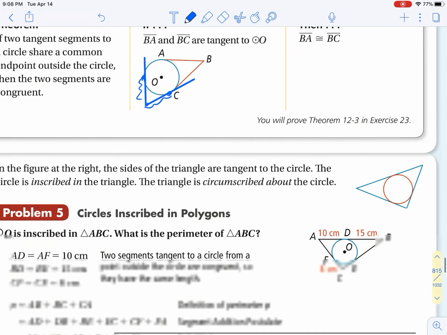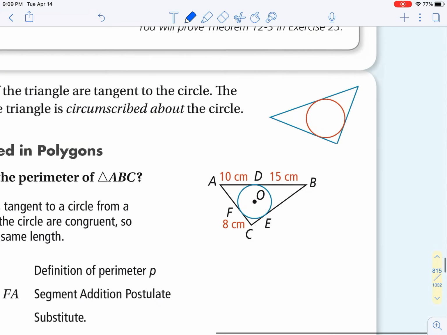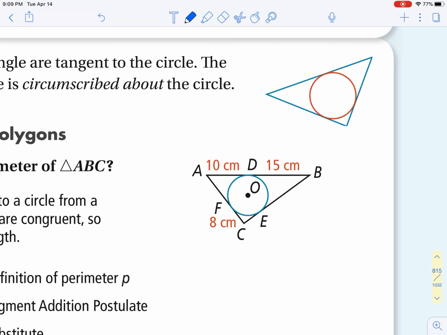Just taking a look over here, I'll do these answers for you. It's basically asking, can you figure out the rest of these measurements? For example, we have A to D, and that's 10. Therefore, this is going to be 10 here. C to F, that's 8. Therefore, that's going to be 8. And here's another point, E to B. Hopefully you can get it, that is 15.